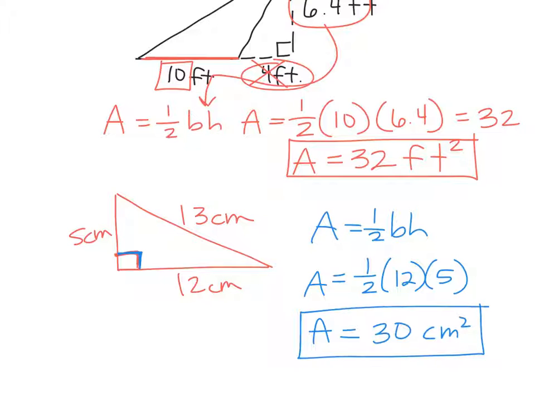But you don't do anything with the difference. Nope. So there's usually going to be 3 pieces of information, and you have to pick out which 2 are the base and the height. Okay?